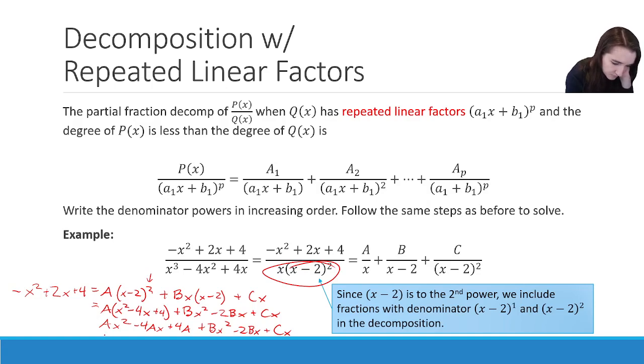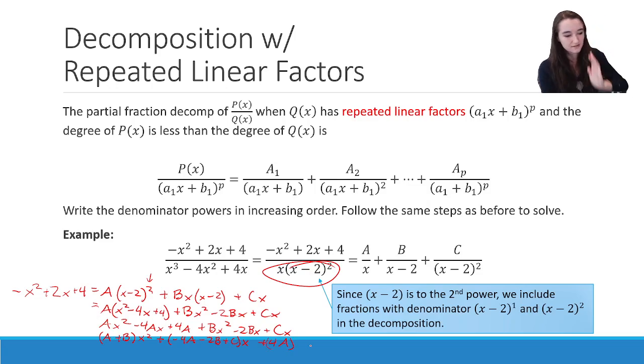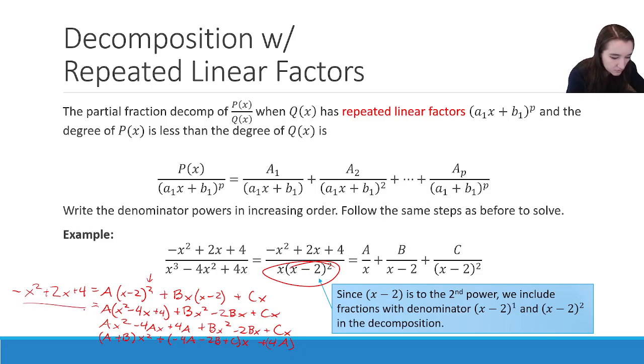So from here, we will combine our like terms. Combining like terms will get us a plus b x squared, and then plus negative 4a minus 2b plus c, remember there's that third one there, x, and then finally plus 4a as our final sort of lonely constant term. All of this is still equal to that.